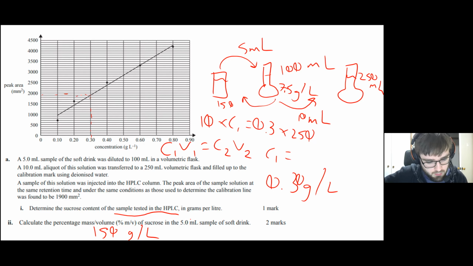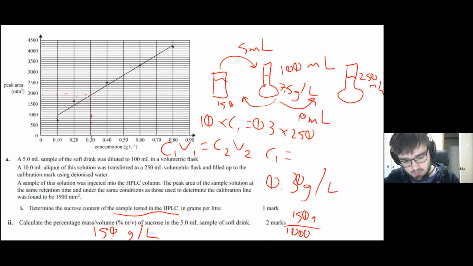So we've got 150 grams in 1 liter. So if we're doing percent mass per volume, we can do the mass that would be in 100 mL. We can also just say the mass divided by the amount of mL. So here, I'll show you both ways. 150 grams per liter is 150 grams divided by 1000 mL times 100, which is basically just 150 divided by 10, which is 15%.